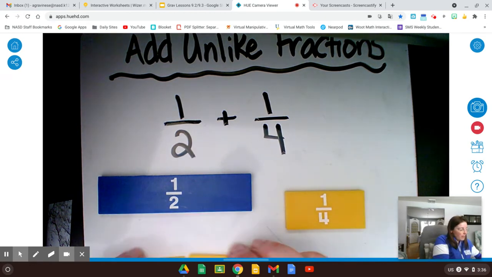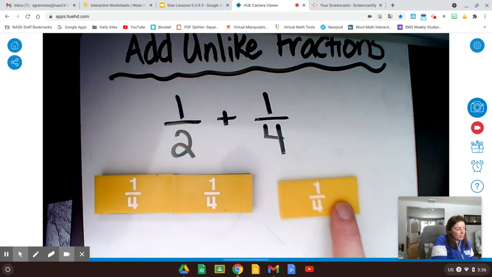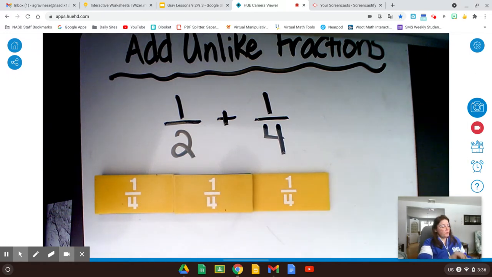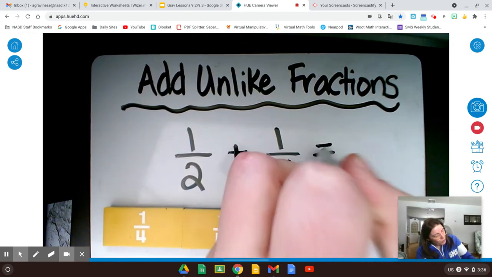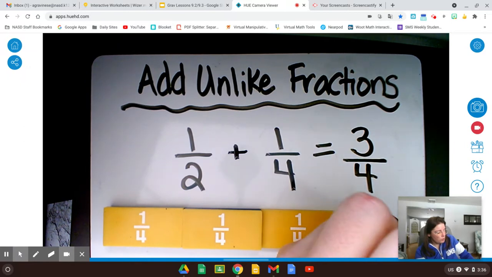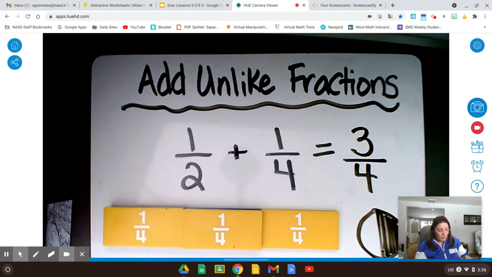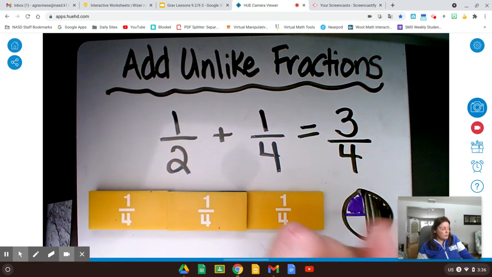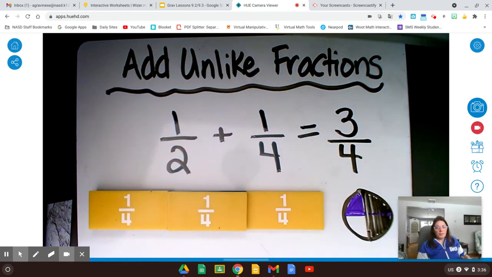Great. Now that I have all the same color, all the same denominator, I can add these. I have 1/4, 2/4, 3/4 total. So 1/2 plus 1/4 equals 3/4. Now, when I drew that pizza and I showed you that I ate 1/2 and then someone came along and ate 1/4, you might have thought that that looked like 3/4 because guess what? It did look like 3/4. It's hard to see, but I just drew a purple dotted line right here to separate into 1, 2, 3, 4, and 3 of them are shaded.